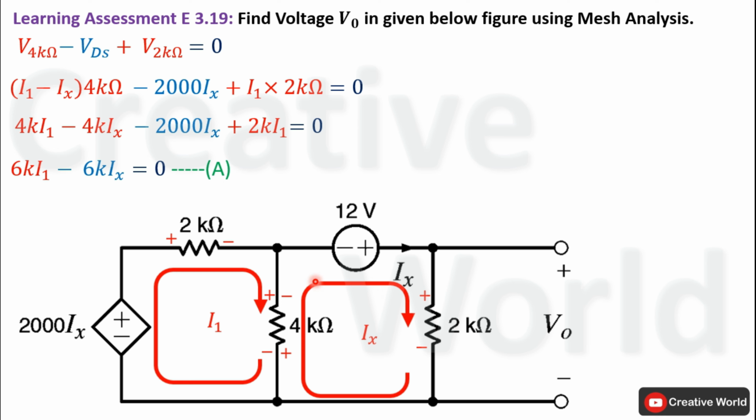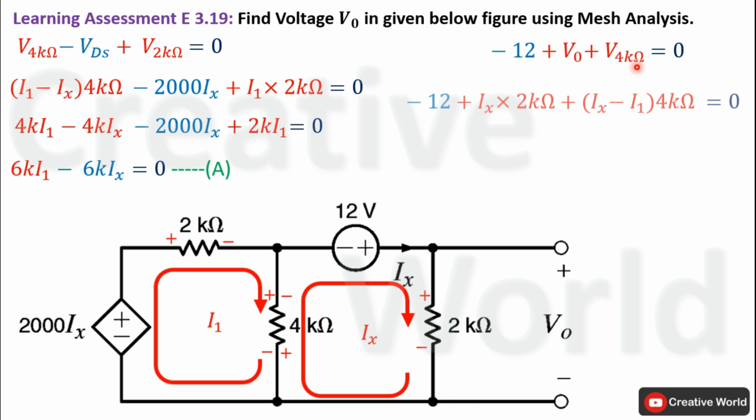mesh. Now start writing KVL equation for this second mesh. Start from here. Current entering terminal is negative, so voltage across this voltage source will be taken with negative sign, minus 12 volt, plus voltage across this 2 kilo ohm resistance will be taken with positive sign because current entering terminal is positive. Similarly, voltage across this 4 kilo ohm resistance will be taken with positive sign because current is entering from positive terminal. Now replace V0 and V4 kilo ohm with their respective equations.